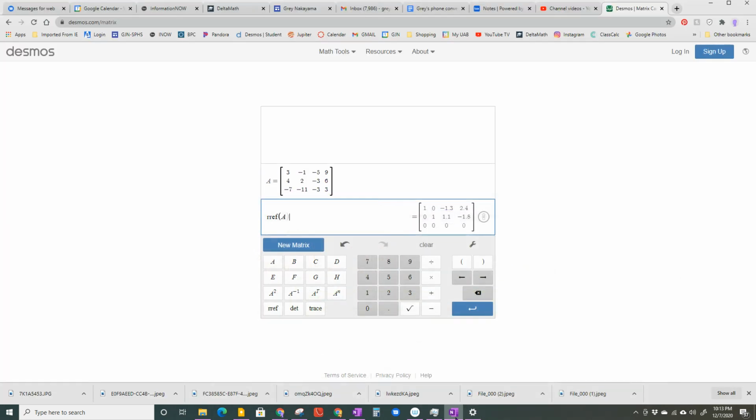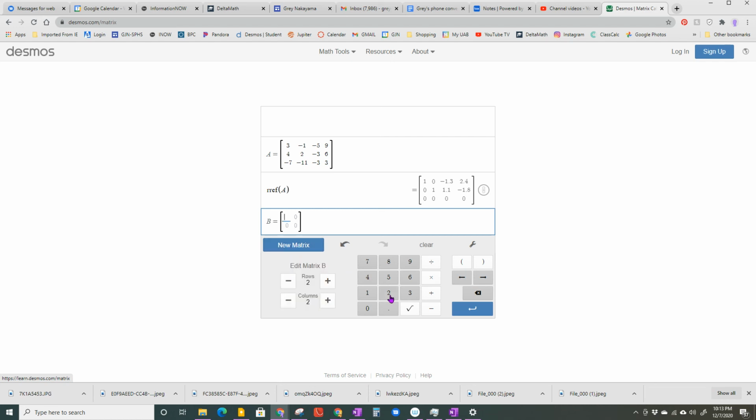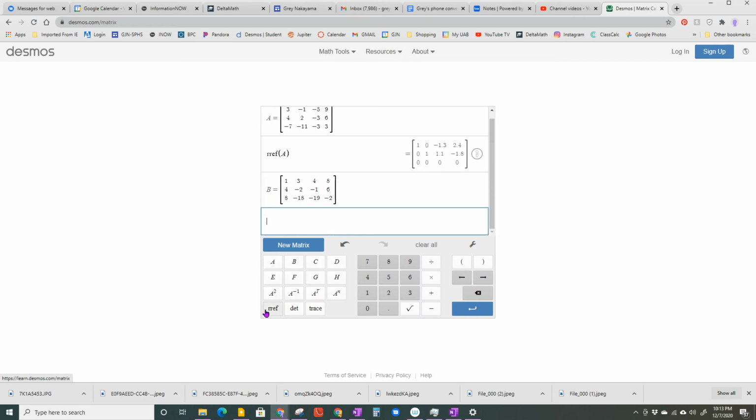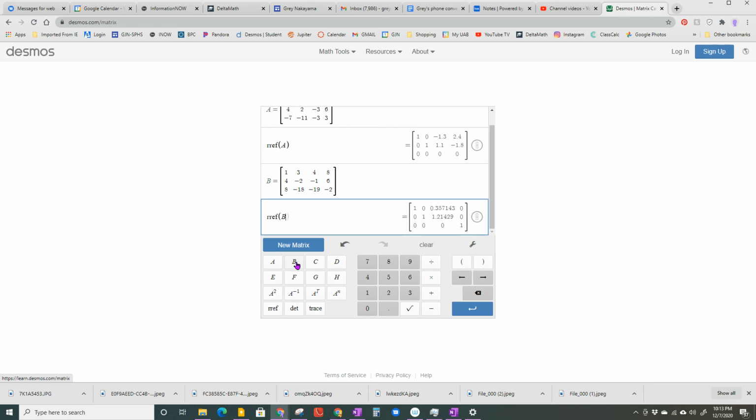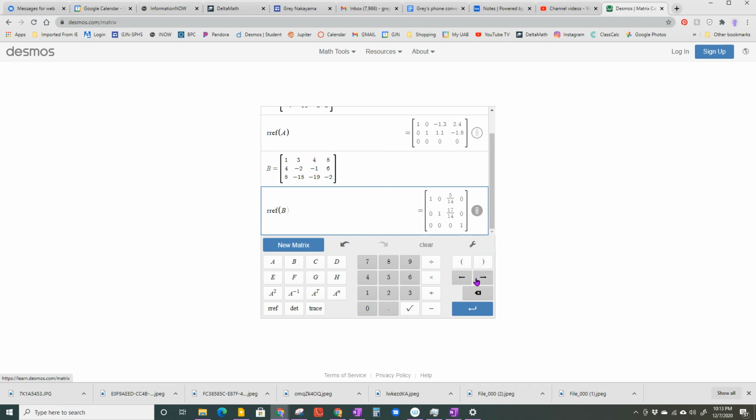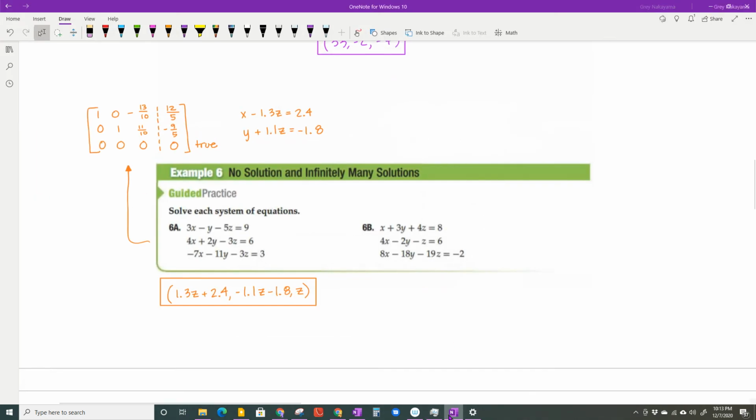Okay, now let's do this last one real quick. I'm going to hit enter to make that go away, and this time I'm going to do another matrix. Again, I need 3 rows and 4 columns, and it is 1, 3, 4, 8, 4, -2, -1, 6, 8, -18, -19, and -2. So when I put that in and hit RREF for matrix B, notice what I get right here. If you want it in fraction form, it looks like that. But I'm going to go back here and write it down.